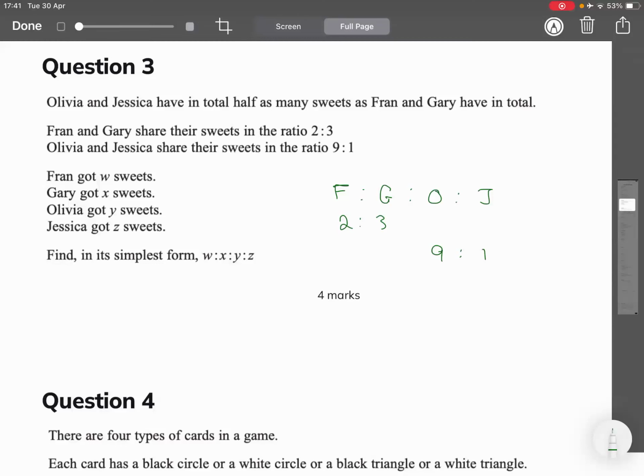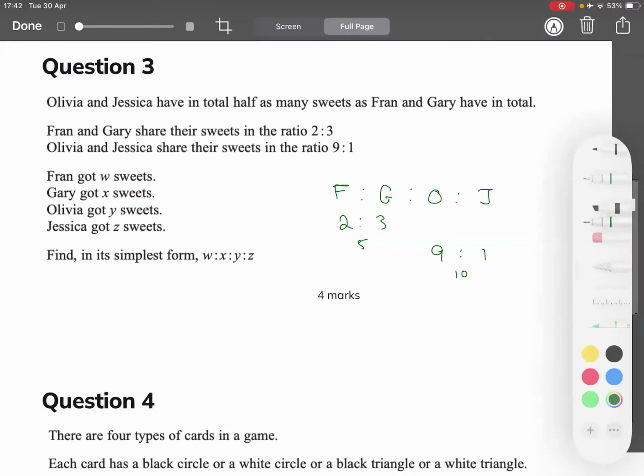So this is a combining ratios question, right? Normally when we do it, we look for one of the letters being in both ratios. But in this one, there was nothing in both ratios. All we had is a sentence. So we have to work our way based off that sentence and make the sentence correct. So Olivia and Jessica have half as many. These all have 10 and these all have 5 at the moment, but that's wrong.